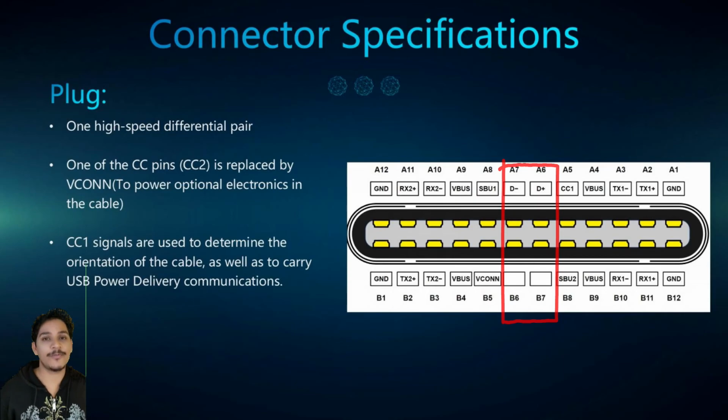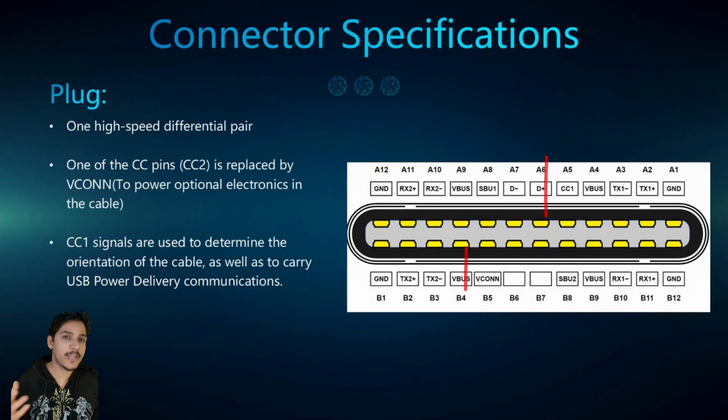Depending upon that, the configuration will be done by the software side. I also said we have two CC pins. One of these CC pins will be used for protocol configuration, and the other CC pin will be used for VCONN, for powering the optional electronics connected to the USB cable. It's more likely the e-marker chip.